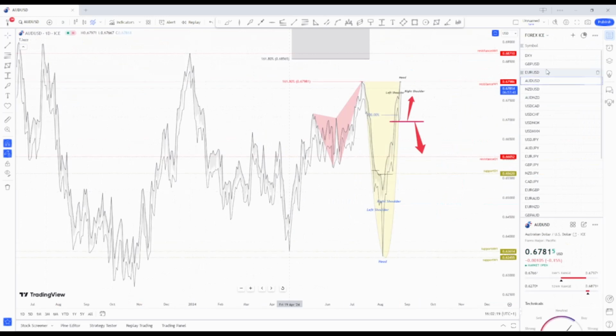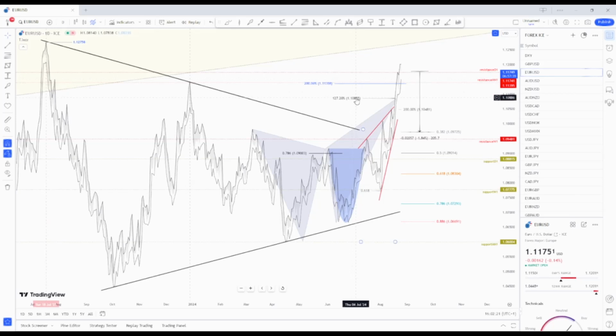So as I said before, we have that pattern completed at 110.85. I was expecting the butterfly pattern to put some pressure.